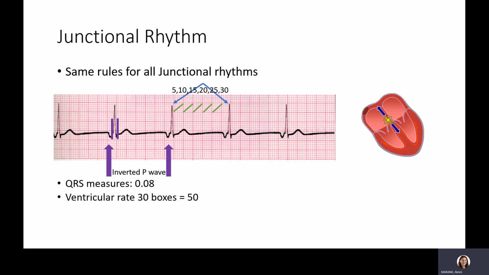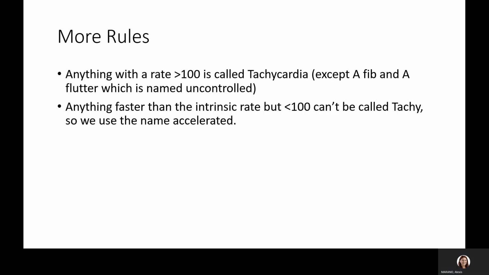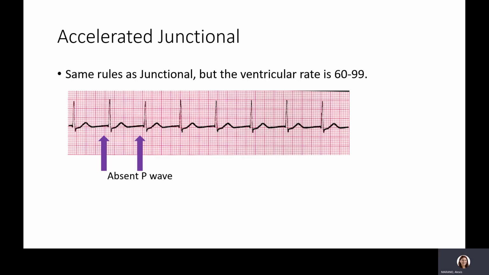And it's also very regular. So anything that has a rate that's greater than 100 has to be called tachy, except for AFib and A-flutter, which we called uncontrolled. The same thing is true of junctionals. So anything faster than the intrinsic rate but less than 100 can't be called tachy. So that's when we're going to be using the name accelerated, meaning it's faster than the intrinsic rate but less than 100. So here's your accelerated junctional.